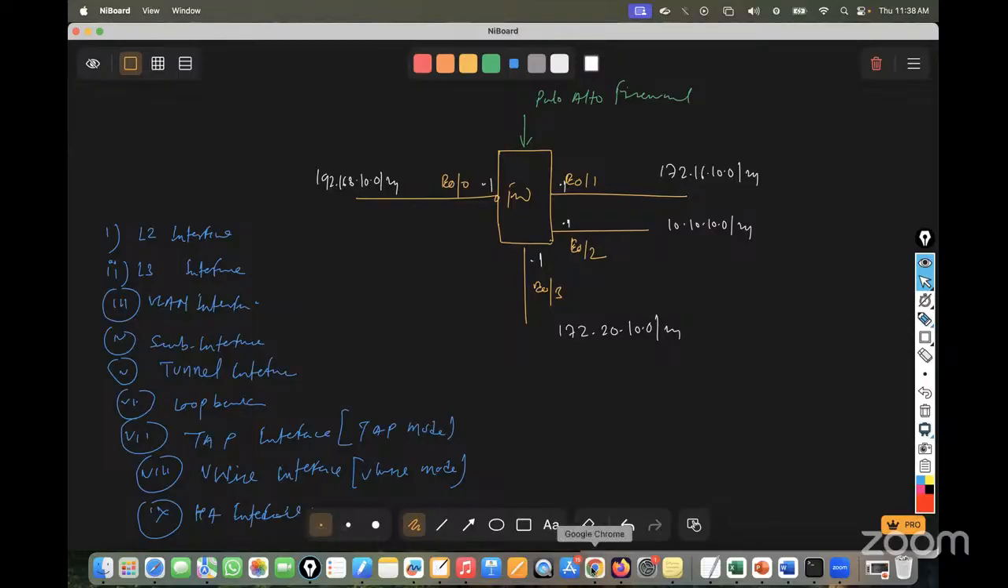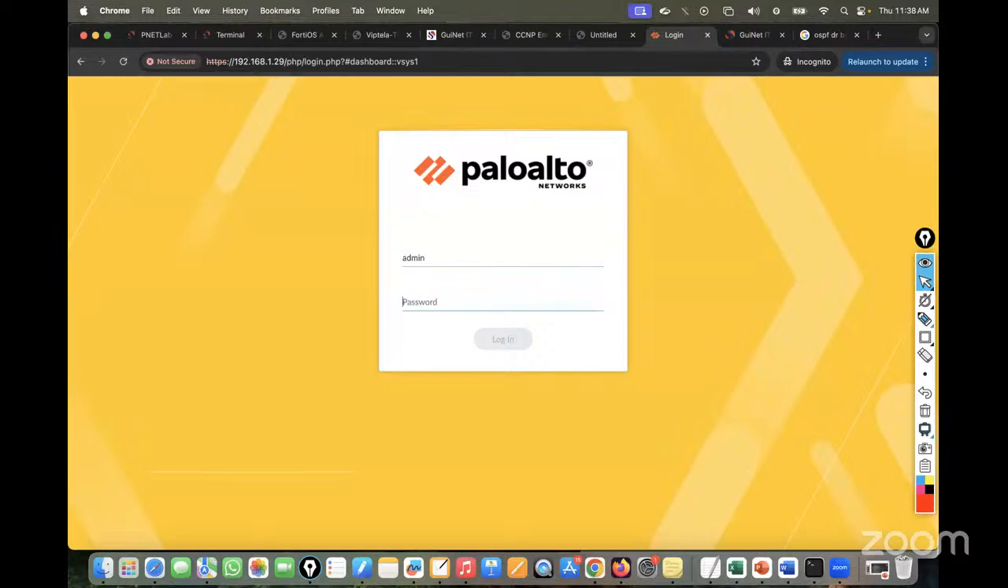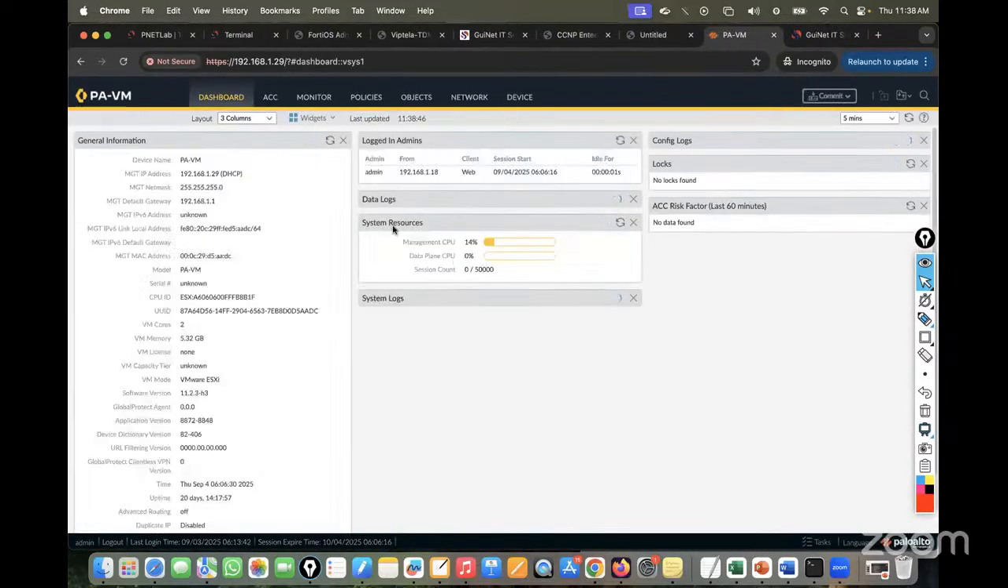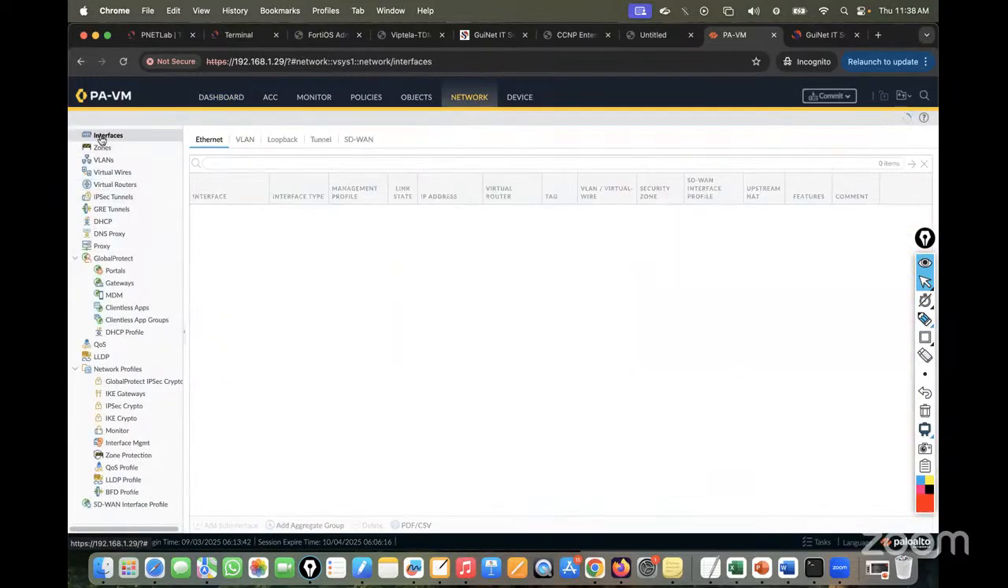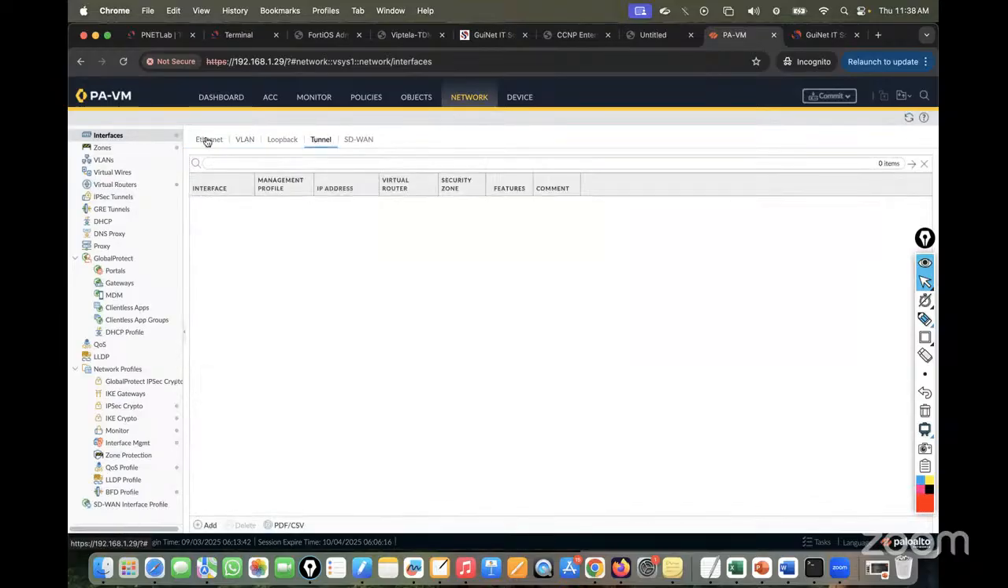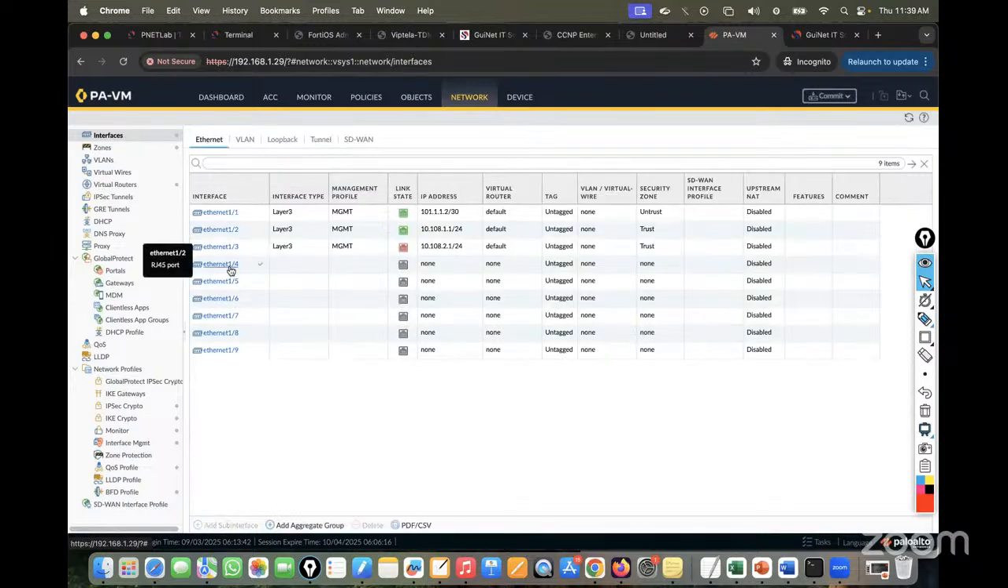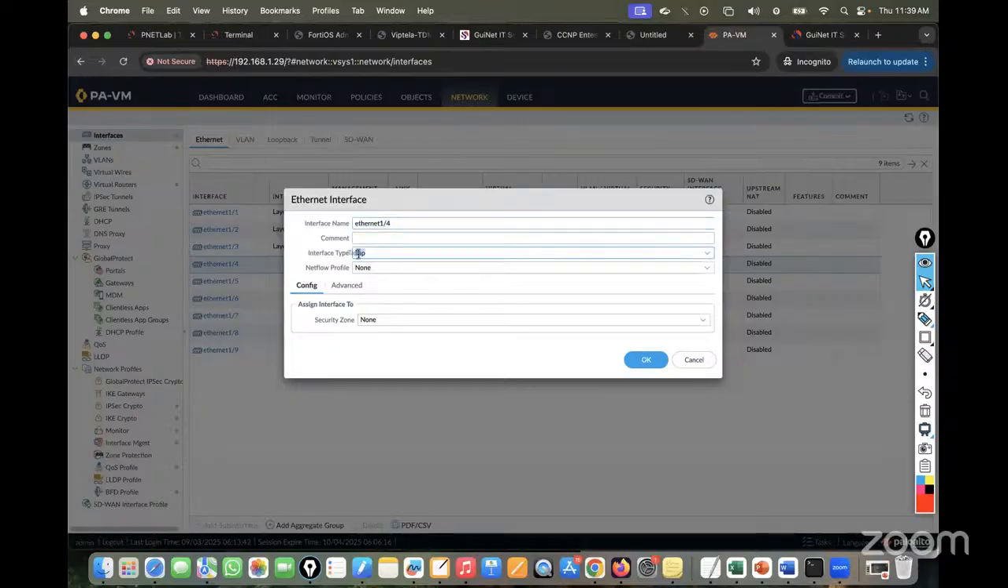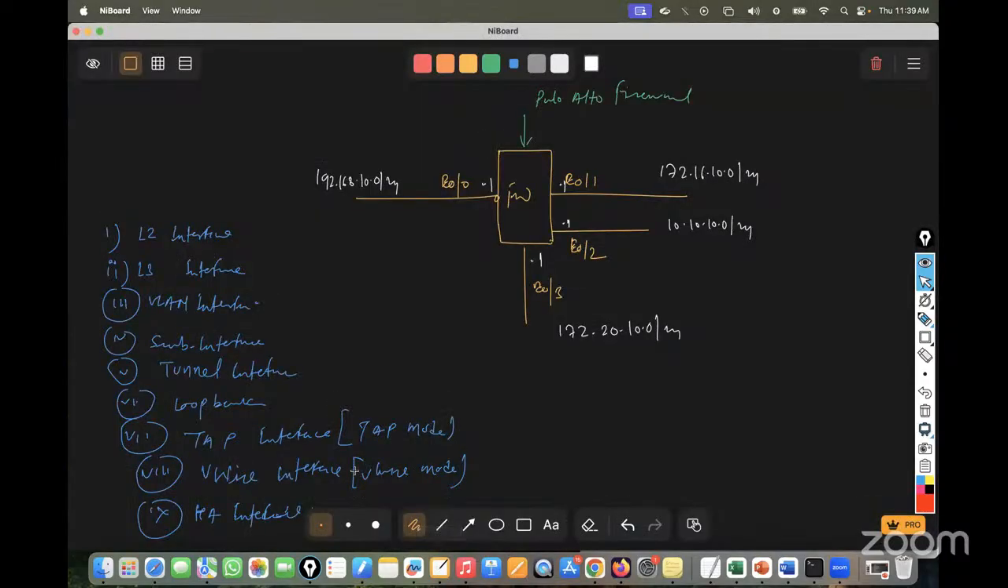Let me show you. If I log in to the Palo Alto firewall, you are going to find all these interfaces are part of this configuration. You can see here, if I go to Network, we have the interfaces. We have the normal interfaces, VLAN interfaces, loopback interfaces, and tunnel interfaces. This normal interface can be your tap mode interface type. See, tap mode, this is what I wrote. This can be a vWire as well. That's why I wrote vWire as well.